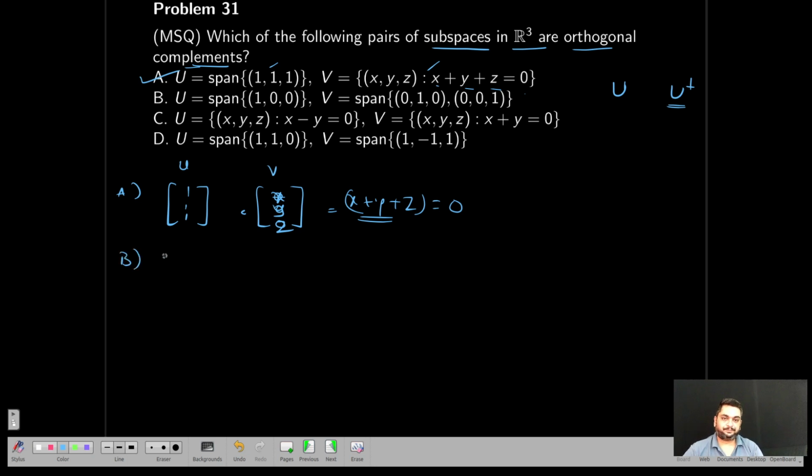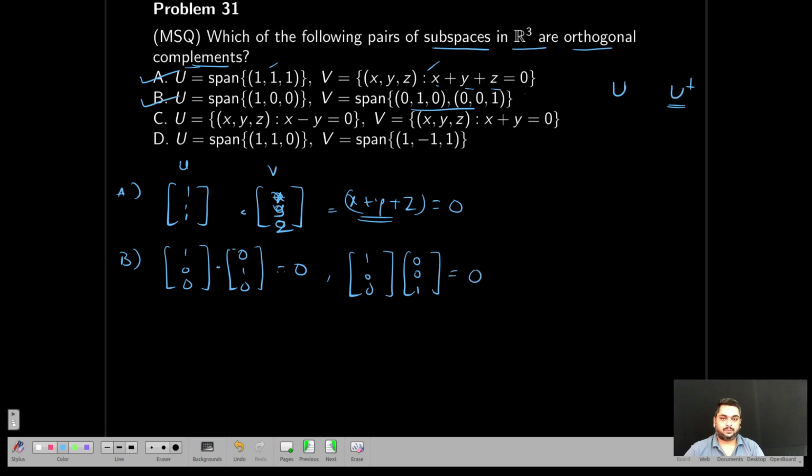Next, B. U is 1, 0, 0, and it spans 2 vectors here. So check with each, because each vector should be in the orthogonal complement. It is 0, 1, 0. So they have unit lengths, and so the dot product is 0. Similarly, one more is there: 1, 0, 0 with 0, 0, 1. So the dot product is again 0. So both are orthogonal complements.